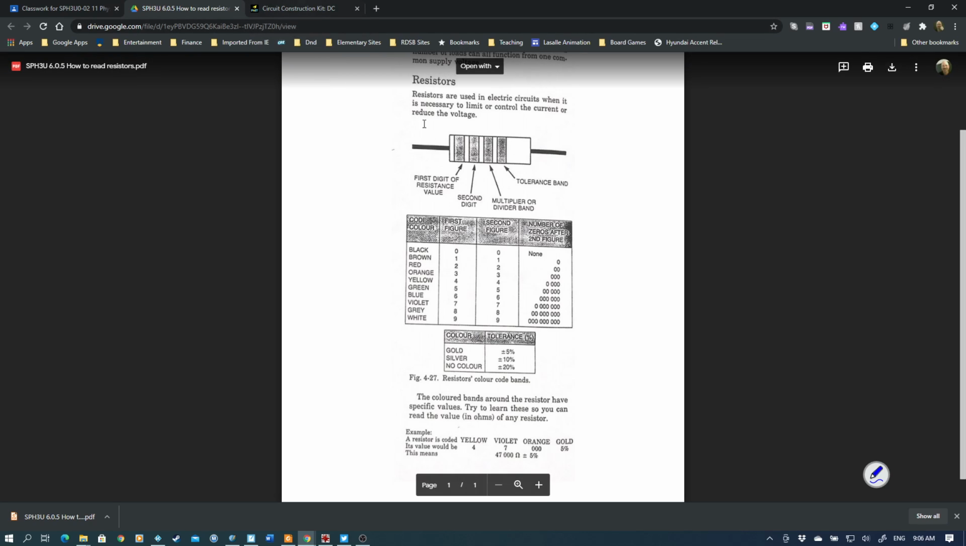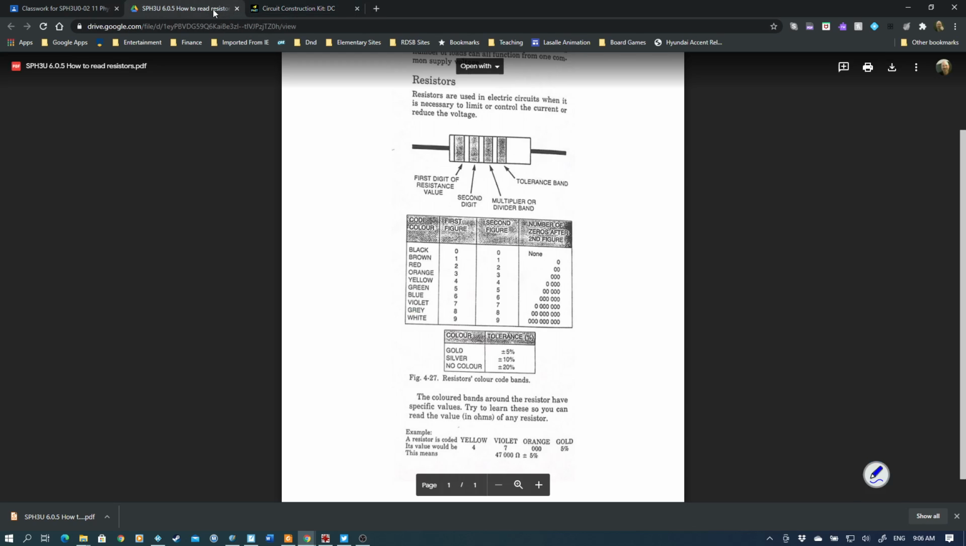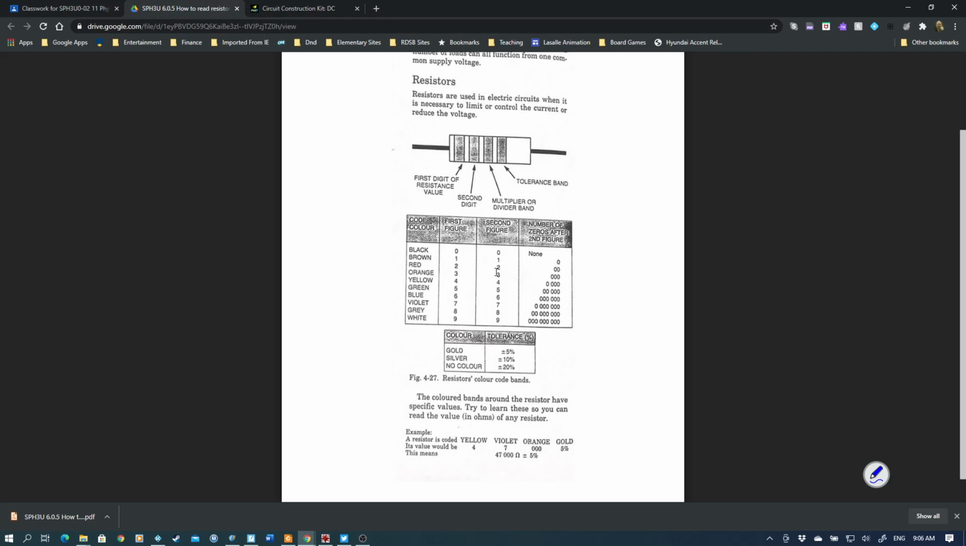So I want to show you that the third band, which is the multiplier, will change in color as you get up into higher resistances. So if I go up into the hundreds here, boom, you'll notice that that band changed colors now. Okay, that third band represents times 10 to the 1 now because brown is 1. Okay, times 10 to the 1, with 2 digits, it's going to be in the hundreds.